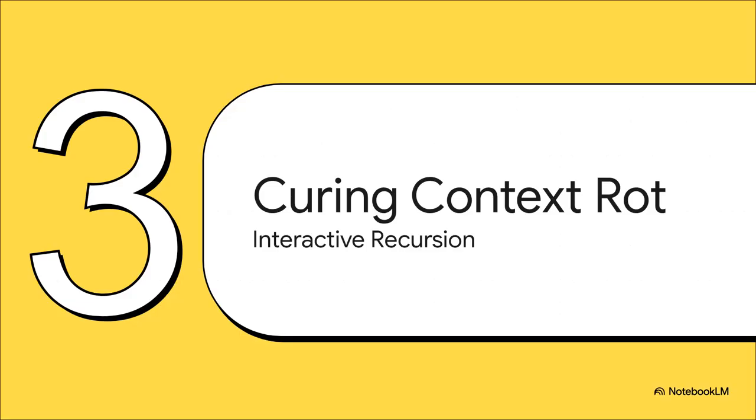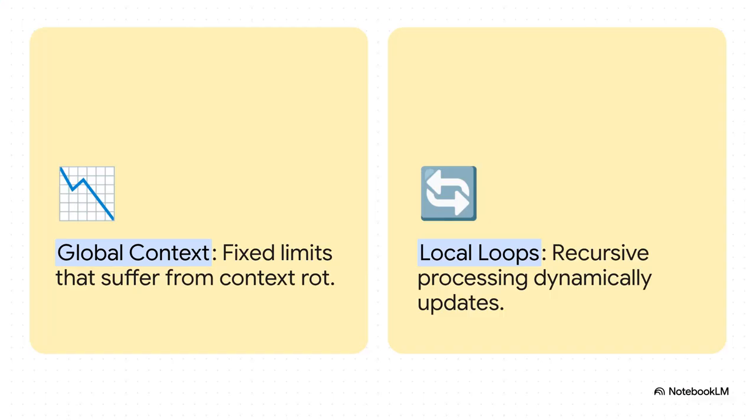Section 3. Curing context rot. Now, just as KANs rejected massive global weights in favor of local splines, we're seeing a parallel revolution over in natural language processing. Recursive Language Models, or RLMs, reject dense, massive global context windows. You know how traditional models try to hold massive amounts of text in a fixed window? Well, that leads to context rot, where the AI just slowly loses track of information. It forgets what it just read.